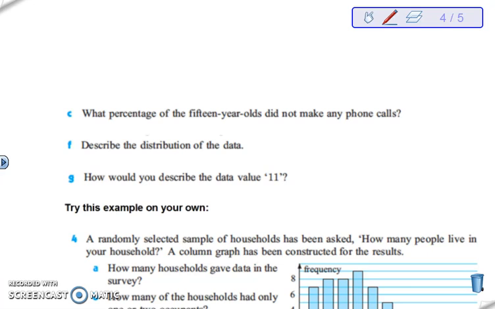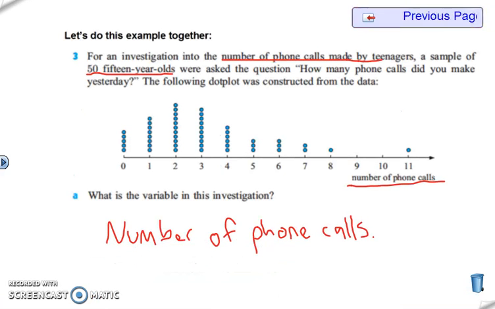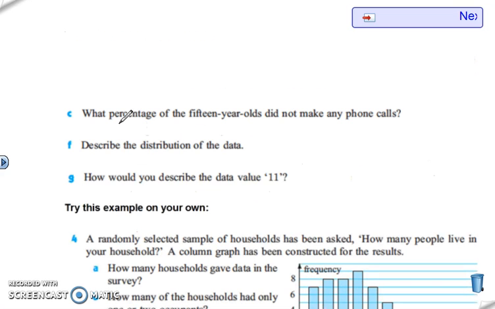So if we go back to the previous picture, we can see that 0 phone calls has 5 dots. We also know that there were 50 total students. So 5 students gave us the answer of 5 out of 50, which is 10%.